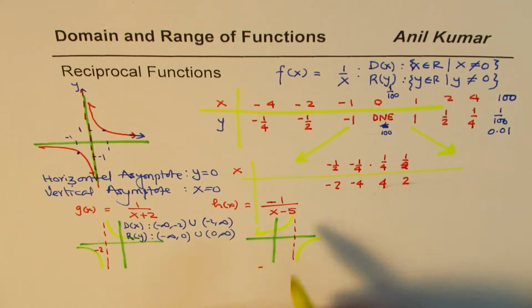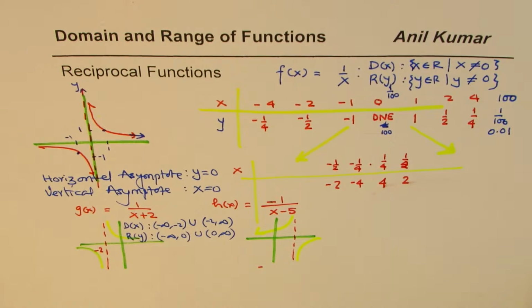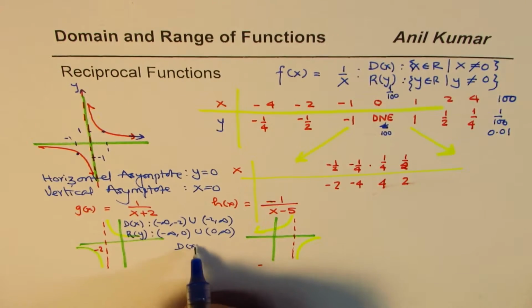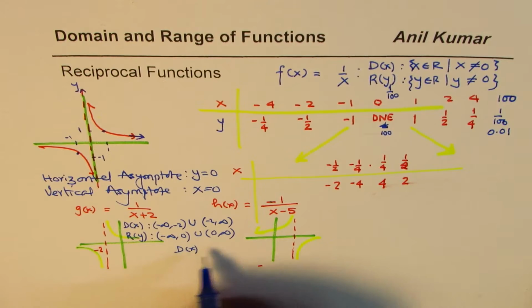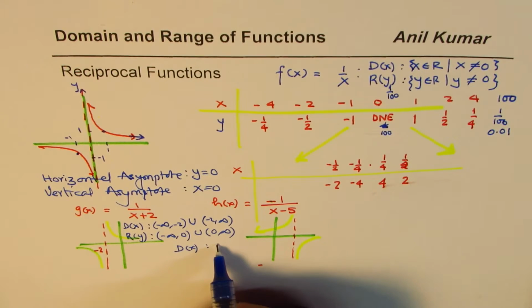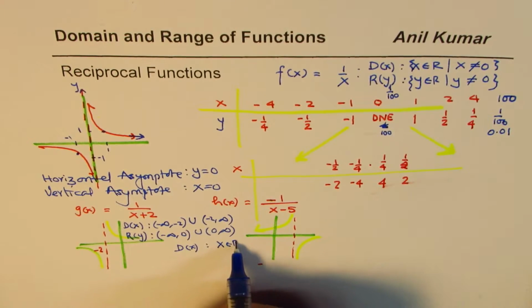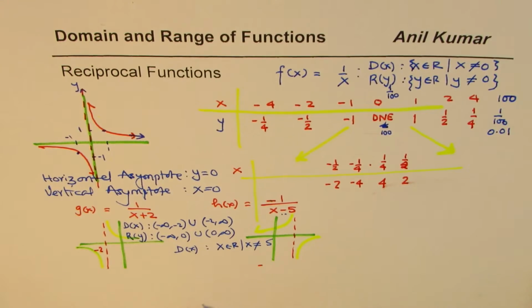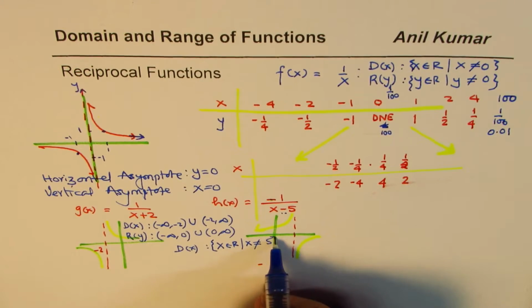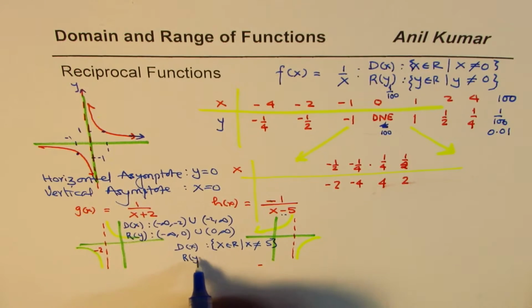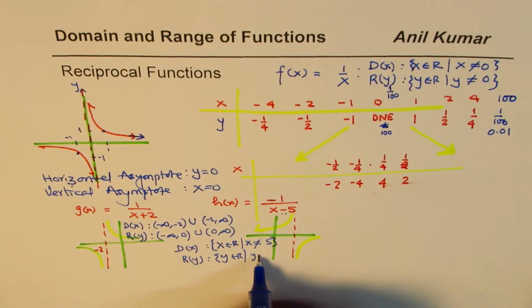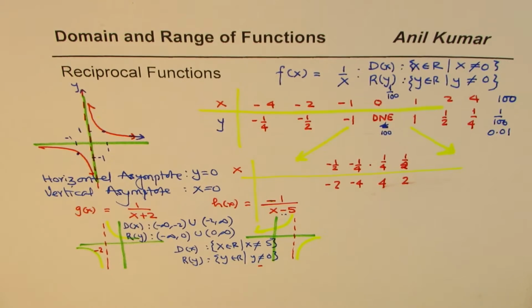As you can see, the range will not change, but the domain will. So for this function, the domain of h of x we are talking about will be x belongs to real numbers where x is not equal to 5, which makes the denominator 0, right? And the range in this case will be y belongs to real numbers where y is not equal to 0.